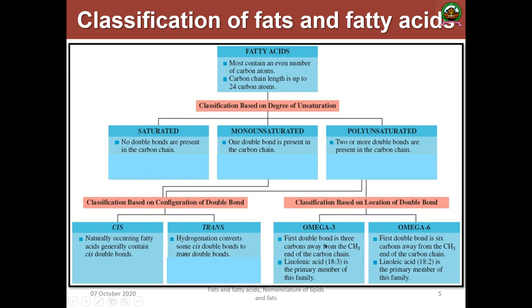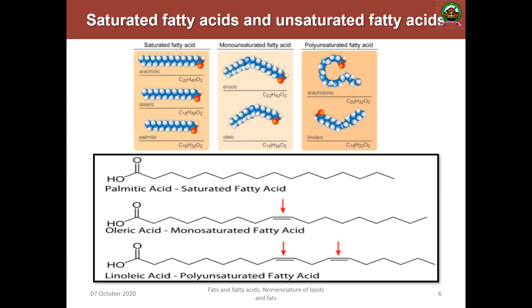Okay, so the example is linolenic acid. There are a total of 18 carbons and 3 double bonds. That is known as 18:3. That is the primary member of this particular omega 3 fatty acid. Then similarly, you have omega 6 fatty acid. The first double bond is at the 6th carbon away from the CH3 group of the carbon chain. So the example is linoleic acid, 18:2 is the notation here. Okay, so that is the polyunsaturated fatty acid and its classification.